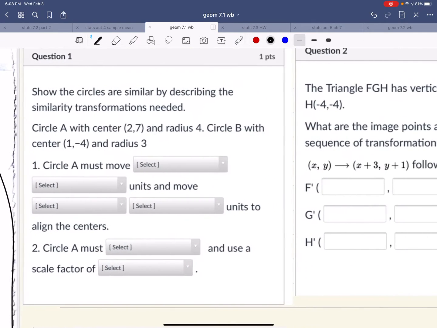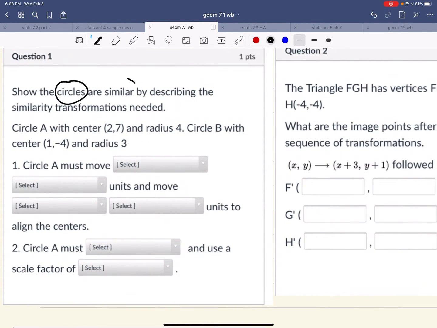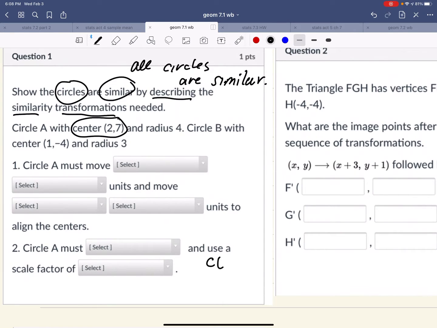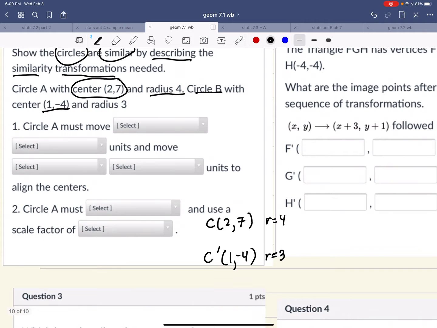Okay. We learned today that all circles are similar. So let's see if we can describe the similarity based on a transformation. If circle A was at center 2, 7, with a radius of 4, and circle B had a new center at 1, -4, and a radius of 3, then how did it get there? This is interesting, right?